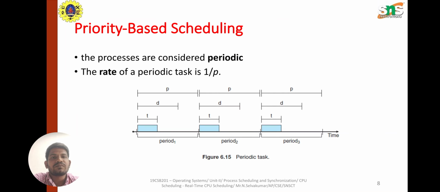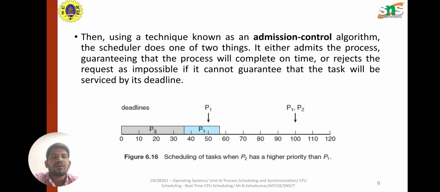Priority-based scheduling: the processes are considered periodic, and the rate of a periodic task is 1/p. We have three types of processes and three types of data available: periodic 1, periodic 2, and periodic 3, with their time slices. Then, using a technique known as an admission control algorithm, the scheduler does two things. It either admits the process, guaranteeing that the process will complete on time, or rejects the request as impossible if it cannot guarantee that the task will be serviced by its deadline. Here is the scheduling of tasks when P2 has a higher priority than P1.